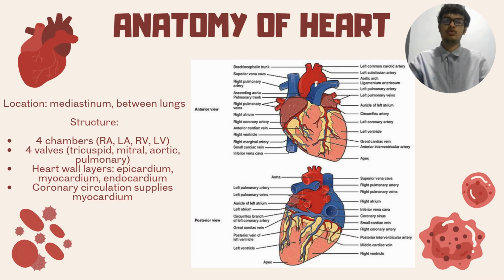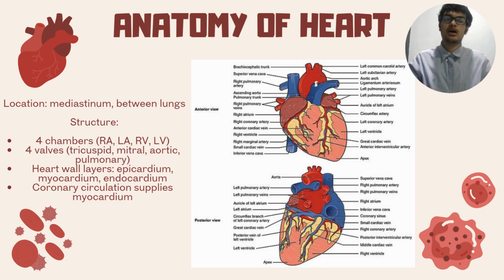Now, I will move on to the anatomy of the heart. The heart is a muscular organ located in the mediastinum between the two lungs and slightly tilted to the left side of the thoracic cavity. It is approximately the size of a clenched fist and weighs about 250 to 300 grams in adults. Anatomically, the heart is divided into four chambers: the right atrium, right ventricle, left atrium, and left ventricle.